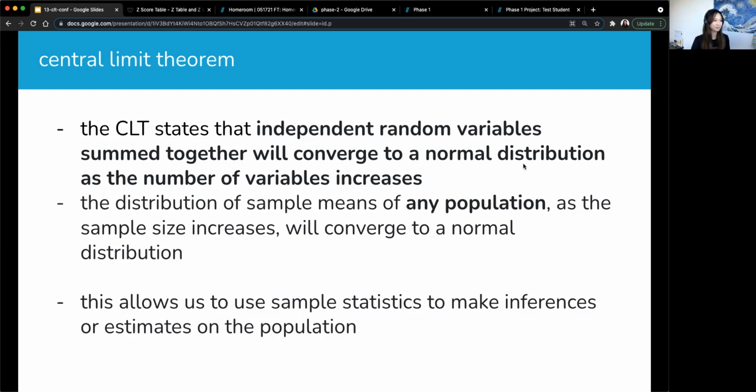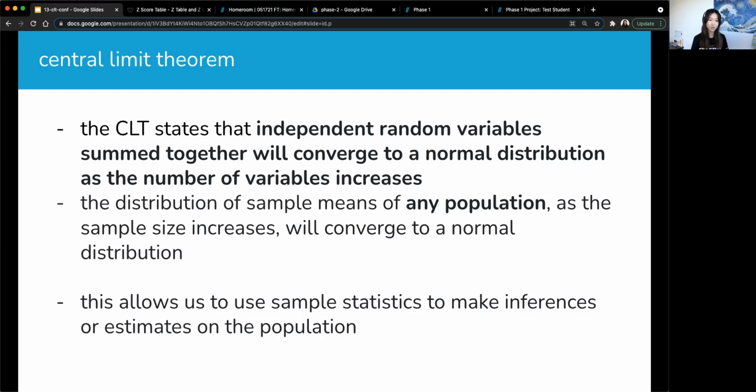The central limit theorem states that independent random variables summed together will converge to a normal distribution as the number of variables increases. So what does that mean? That's just saying that you have a bunch of random variables. Let's say you have a giant box of weighted dice, and each weighted dice has some sort of probability mass function. The whole idea here is if you take all of their probability mass functions and add them up together, you're gonna end up with something that looks like a normal distribution.